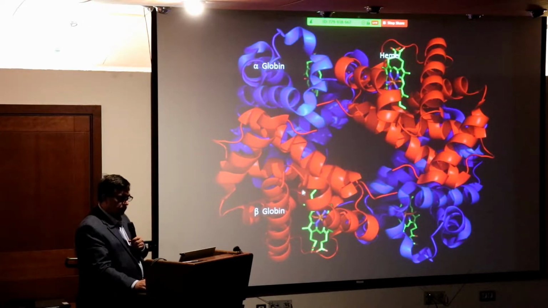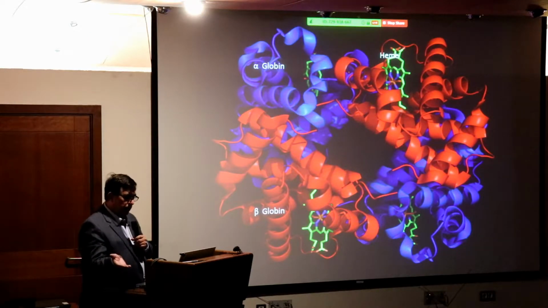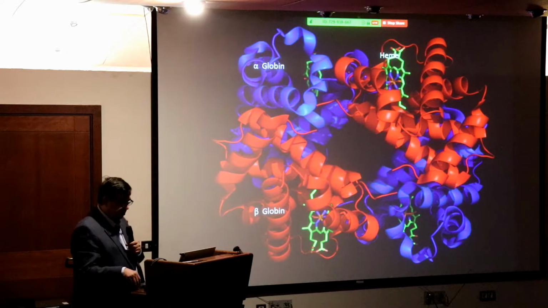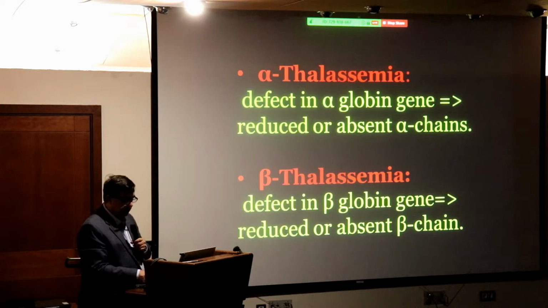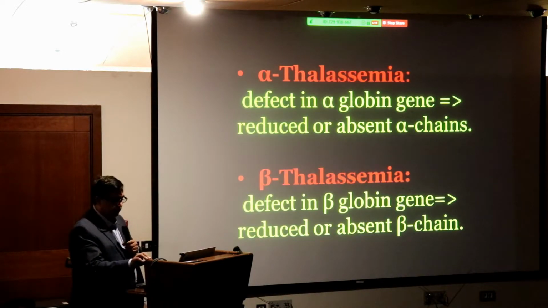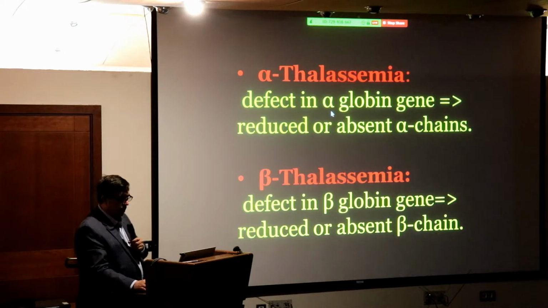So when we speak about thalassemia, it's either a defect in the alpha globin or the beta globin, and we name the thalassemia according to the defect. If there is a defect in alpha globin, we call it alpha thalassemia. If there is a defect in the beta globin, we call it beta thalassemia. So here you are. Alpha thalassemia is a defect in alpha globin, in this case reduced or absent. Beta thalassemia is due to a defect in beta globin.